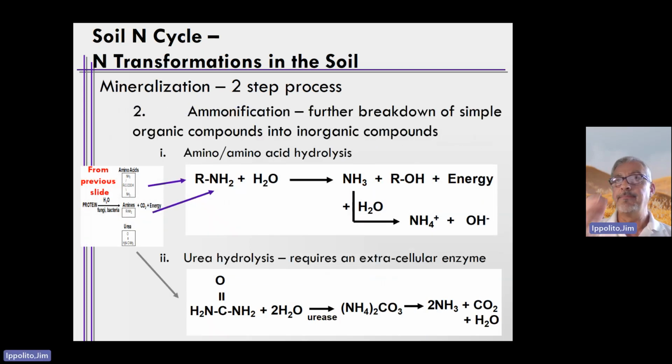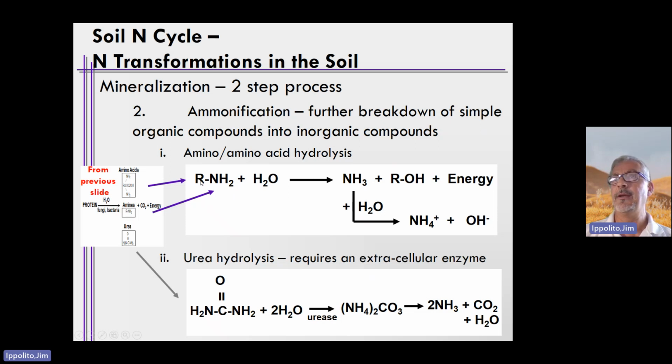And the second step is ammonification. Ammonification breaks down the simple organic compounds from the previous step into inorganic compounds. And this can happen in two different fashions, all right? It depends on the initial product that's being used during degradation. So this picture here on the left is from the previous slide. And if you take an amino acid or an amine, and this occurs in the presence of microorganisms, which isn't shown on the arrow here.